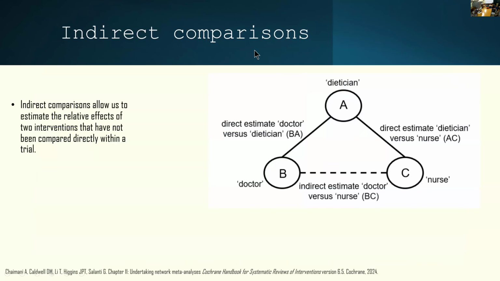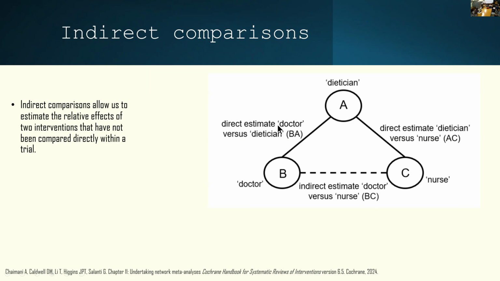Okay, so now we'll go on to the core concepts of meta-analysis. The first most important thing is indirect comparison. I'll give you an example. B is a doctor giving dietary advice to a patient. A is a dietitian giving dietary advice to a patient. Here you have an RCT which has compared whose dietary advice is better. Does a doctor give better dietary advice, or does a dietitian give better dietary advice?